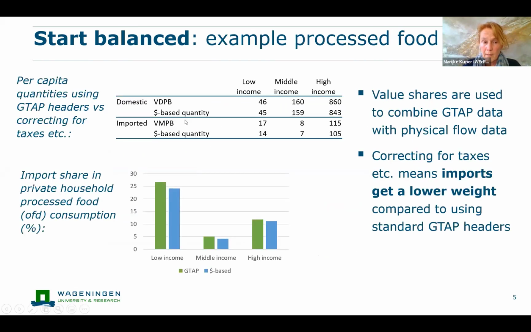Now, does this matter? This is just an example for processed food. There was already a question there. On processed food, this is not about the composition, but about the values. Basically, what you see is that the share of imports, or the importance of imports, becomes lower, because imports, by the time they reach the consumer, have all sorts of other taxes and transport costs included. If you take these out, and also the export subsidies, you see that the import share is lower than when you use the value numbers. It matters a bit by region and by product, and it can vary a lot or very little, it depends. But overall, if you want to do material flow tracing, at least make sure that you start from a balanced starting point. So that's the first one.